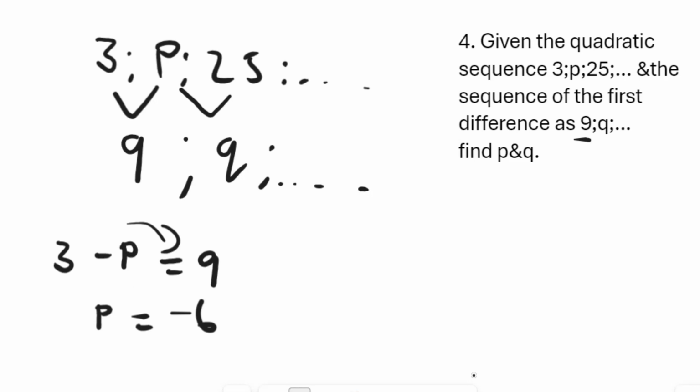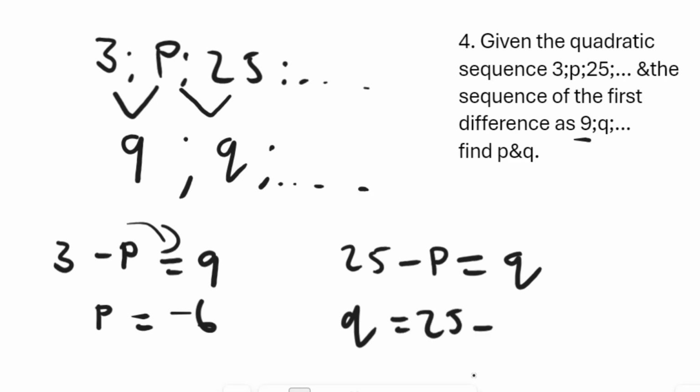Now you have to find 25 minus p. It should give you q. So this means q will be nothing but 25 minus negative 6. This is 25 plus 6. This will give you 31. And these are the answers to number 4: minus 6 and positive 31.